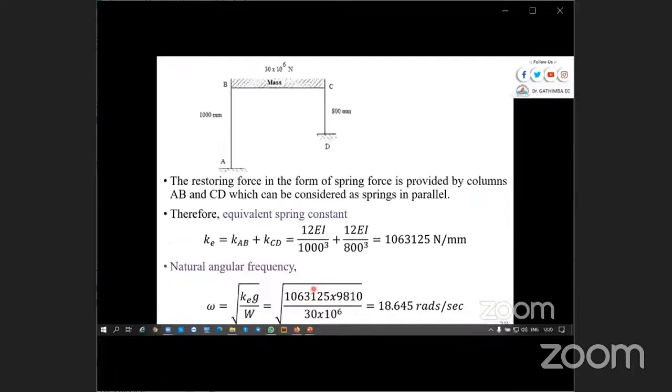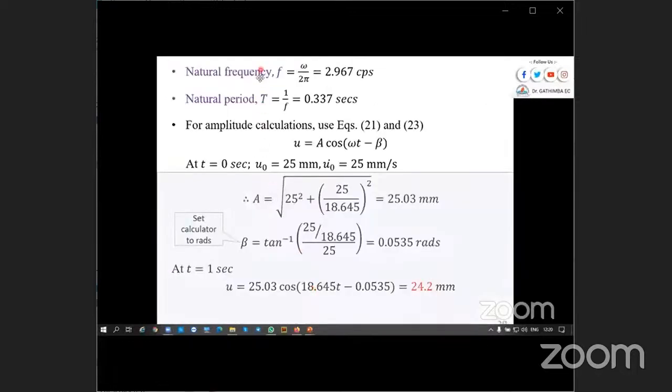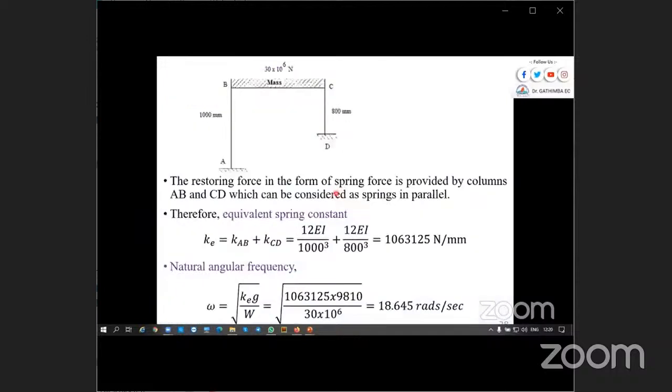So T, we know F is equal to omega over 2 pi, right? So you just need to plug in, the omega is calculated, whatever you get is in cycles per second. Natural period, T, is the reciprocal of the natural frequency. And then, that's the first part finished.